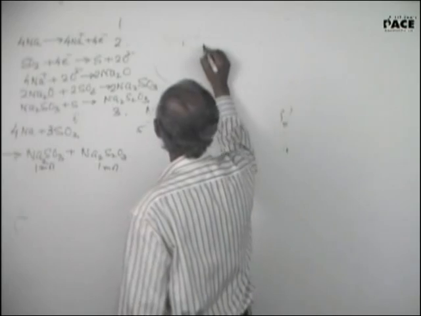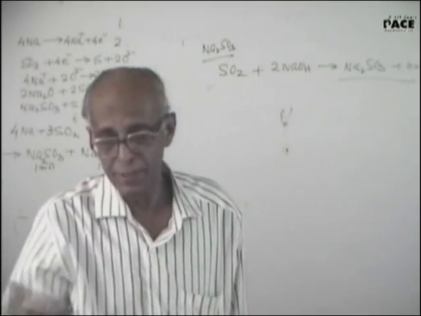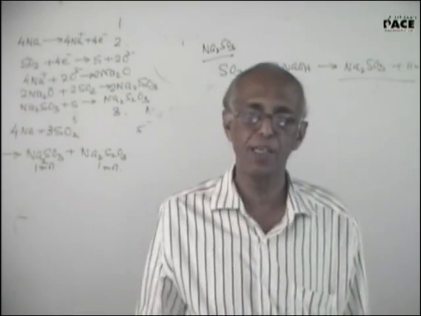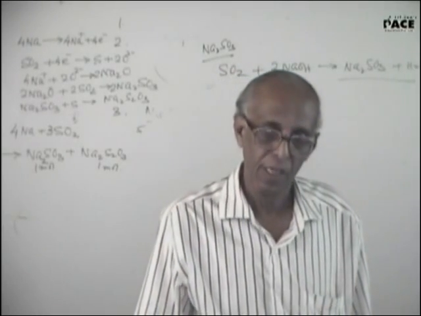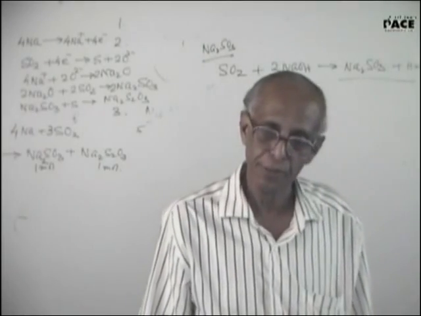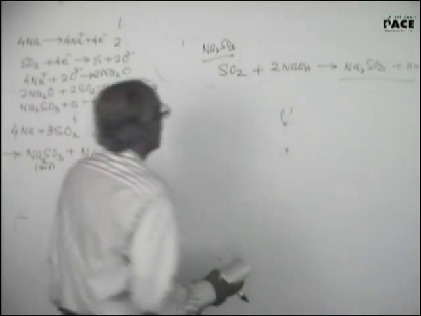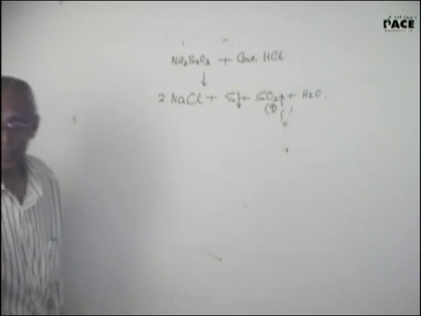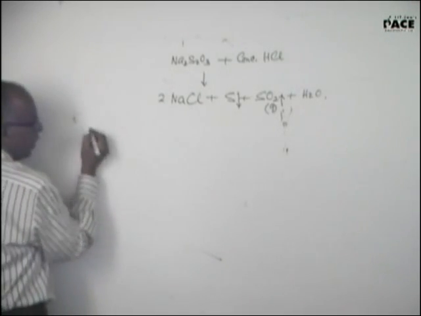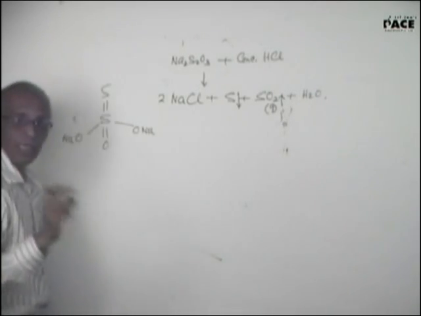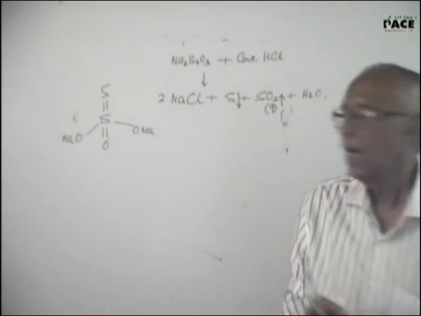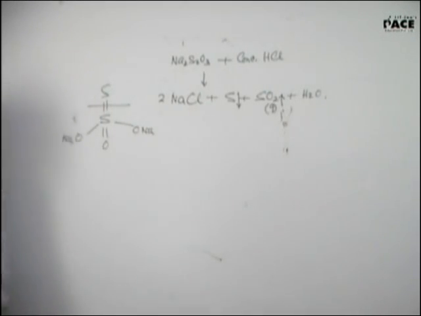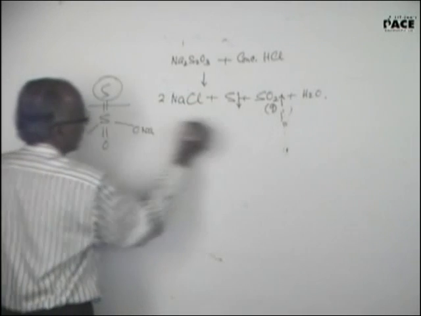How will you prepare sodium sulfite? You can react sodium oxide plus sulfur dioxide to give you sodium sulfite, or sodium hydroxide plus sulfur dioxide to give you sodium sulfite plus water. When you evaporate, you get sodium sulfite solid. Okay. Sodium thiosulfate. Now, what is the structure of sodium thiosulfate? There is a sulfur-sulfur bond present in sodium thiosulfate. And when you add acid, the sulfur-sulfur bond gets cleaved, and the sulfur is precipitated.